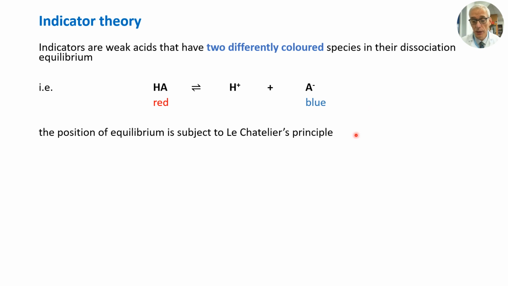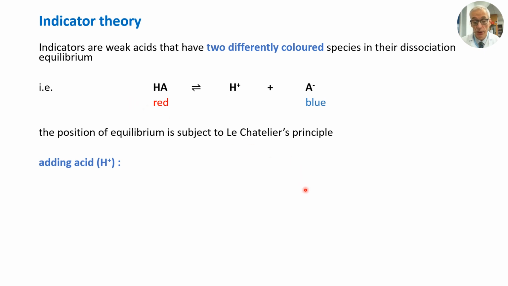Now, this equilibrium is of course subject to Le Chatelier's principle. That is, changes in the concentration of hydrogen ions will shift the equilibrium to the left or to the right, in other words, towards the red or towards the blue. So, predict and explain, using Le Chatelier's principle, what will happen if acid H+ ions are added to a solution containing the indicator above. Pause, write out your explanation in bullet points, come back to look at mine.